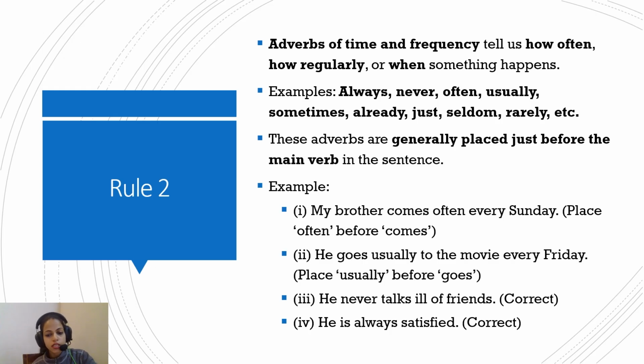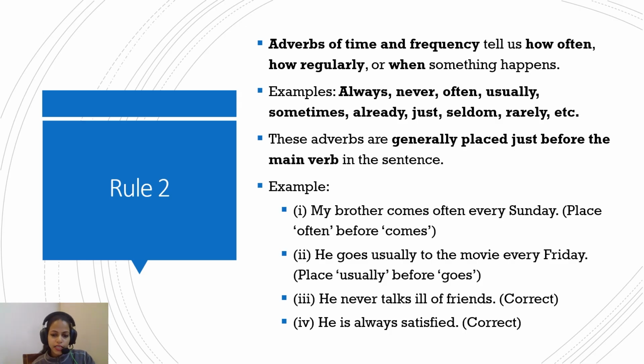He never talks ill of his friend. So talks is the main verb and never is the adverb of time because the word never is modifying the main verb talks. It is telling the frequency. It never happens. So the placement of never just before the main verb talks is correct. So this is the correct statement.